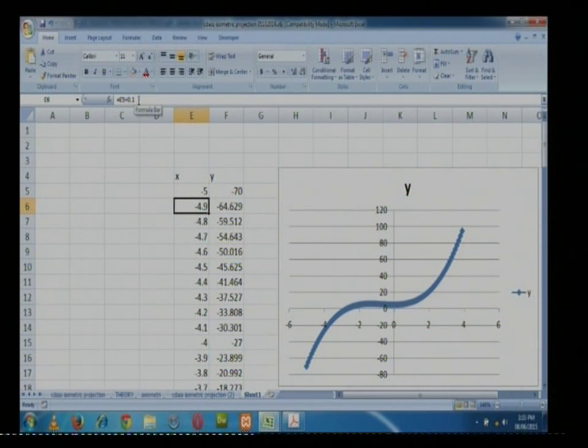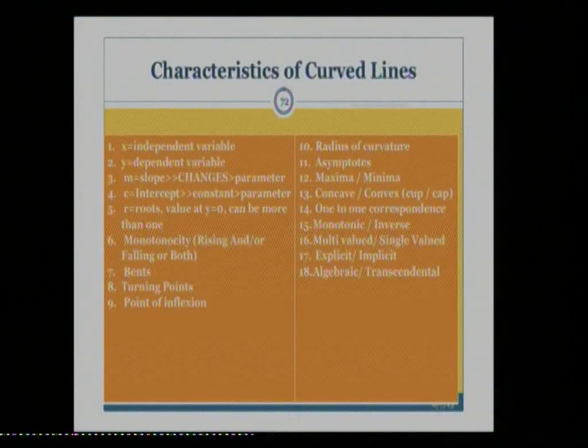So, this is our curve. Okay. Now, if I go back to our discussion, you see any nonlinear function will have independent variable x.